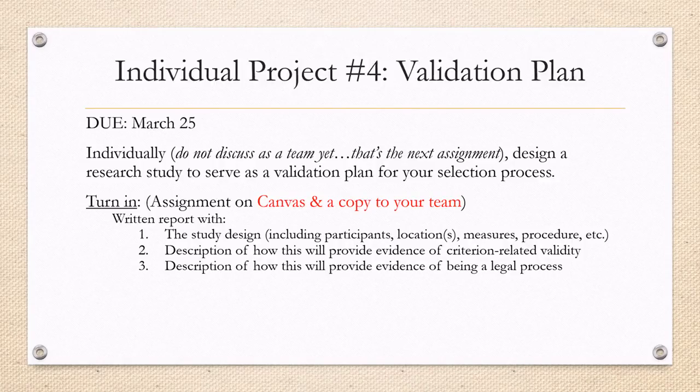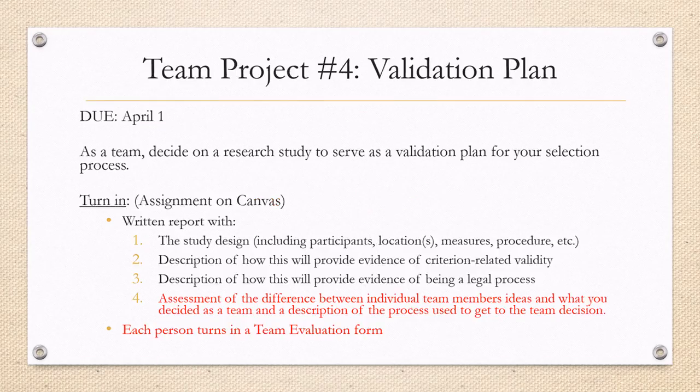For assignment 4, you will have your validation study plan. With this, you will turn in the study design along with a description of how this will provide evidence of criterion-related validity and evidence of being a legal process. And then you will come together as a team and make a final team decision and turn in your team validation study plan.